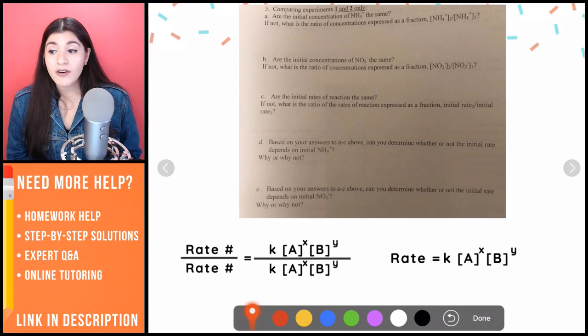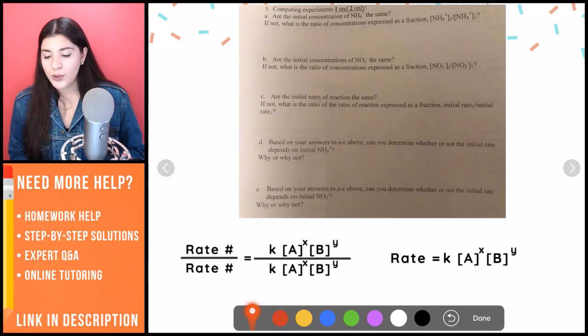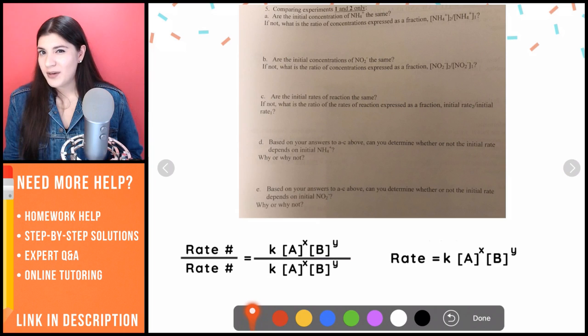But I do have 3 examples that you can see with the playlist. So that will help you determine what is dependent on each other, because you're actually determining the rate law, if that makes any sense.